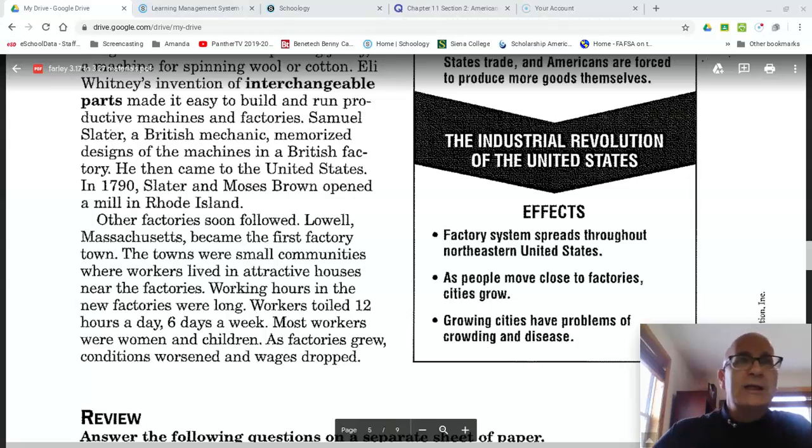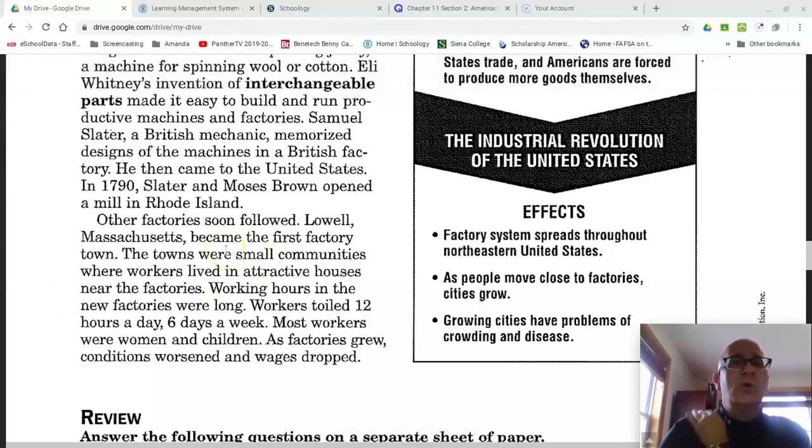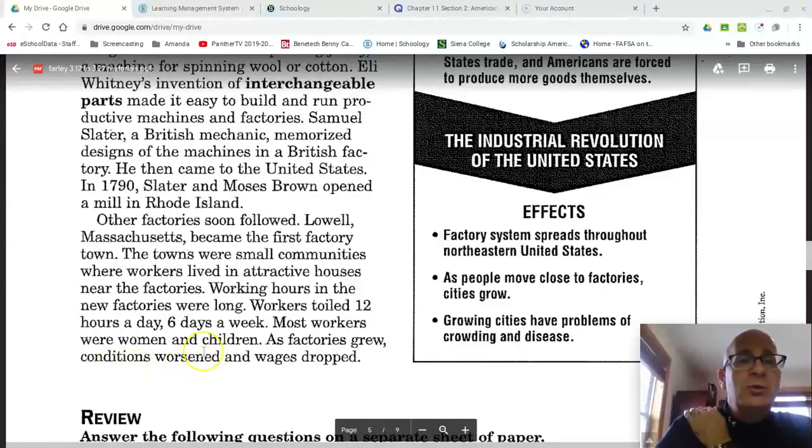Model meaning it was one of the better operated, one of the more organized, and one of the better places for workers to work among the first factories in North America and the United States. The towns were small communities where workers lived in attractive houses near the factories. Working hours in the new factories were long. Working conditions were not the best in most American factories in the early days of the Industrial Revolution. Lowell, as I said, was among the best, but most workers worked 12 hours a day, 6 days a week, and most workers were women and children.